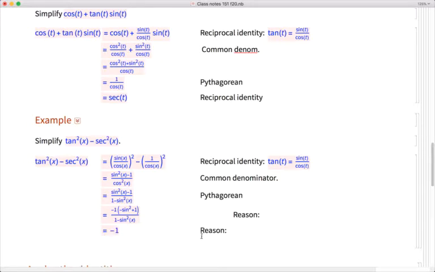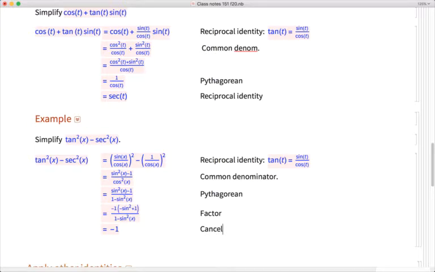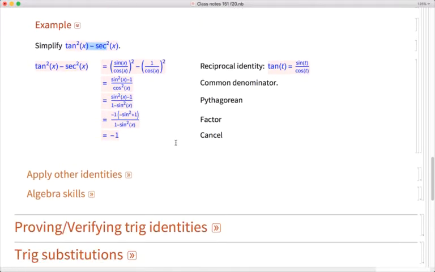So this is a factor step. So again, a lot of algebra techniques that you know are coming in here. Cancel. So yeah, this expression simplified dramatically. It was actually always equal to -1.